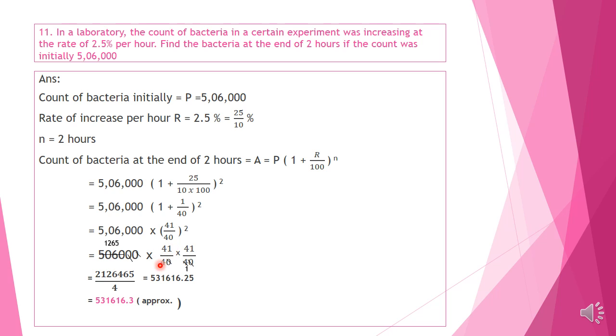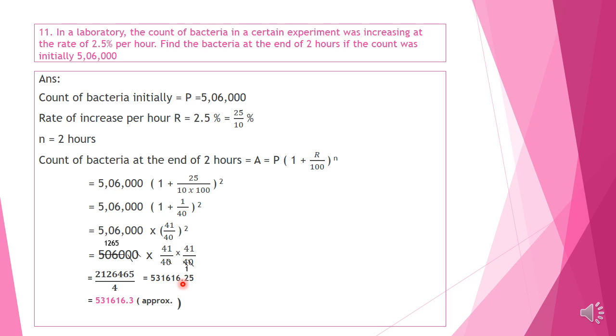Multiplying, we get 21 lakh 26,465. On the denominator side we have 4. Dividing, we get 5,31,616.25. Now we have to round off to one decimal place.